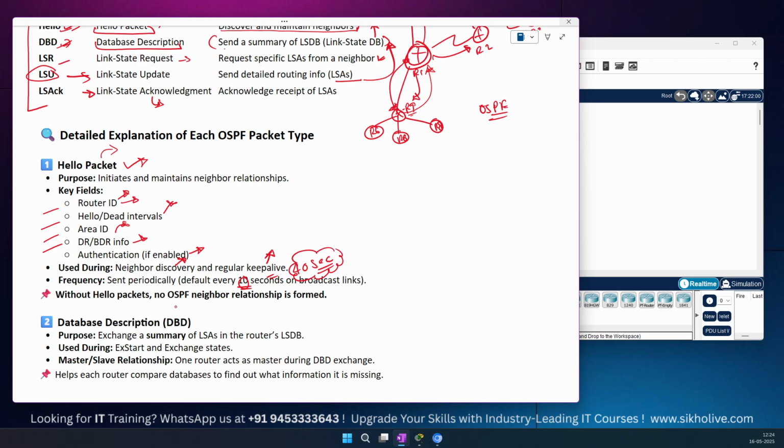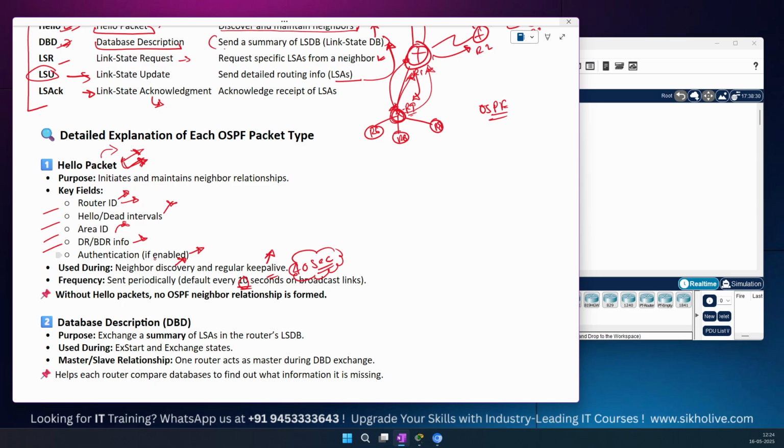Without the hello packet, no OSPF neighbor relationship is formed. This is a very important packet. Without hello packets, the neighbor router never builds a neighborship with an OSPF-enabled router. So it is very important that every router sends the hello packet, and every router sends it on the periodic timer, which is 10 seconds.